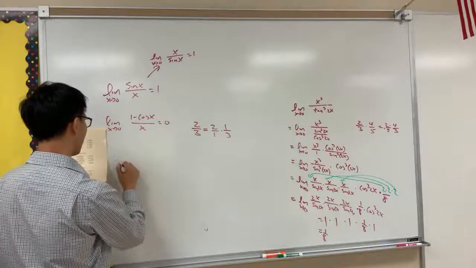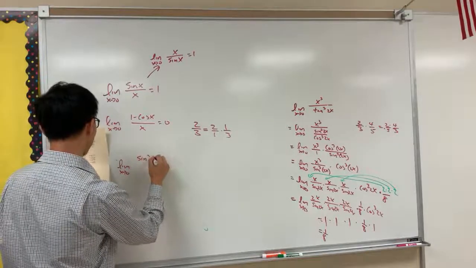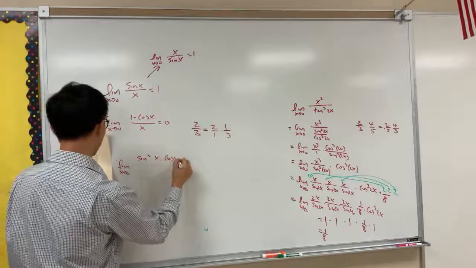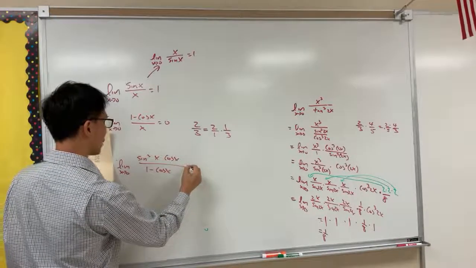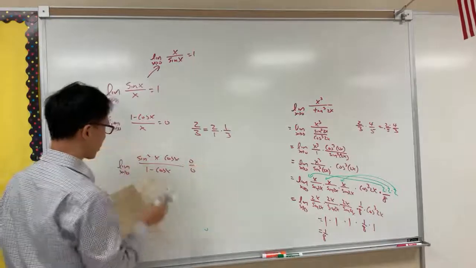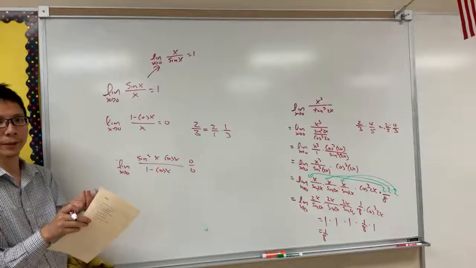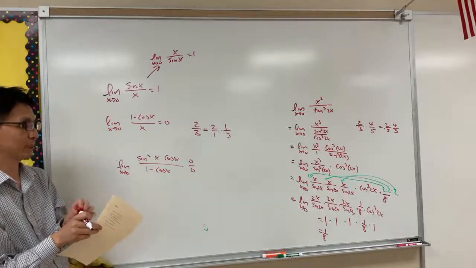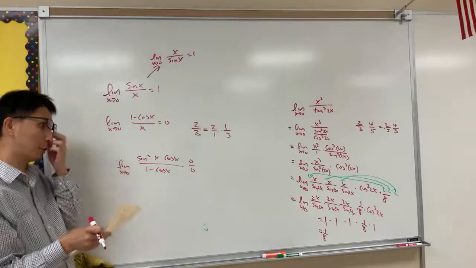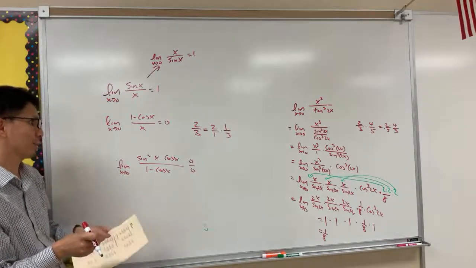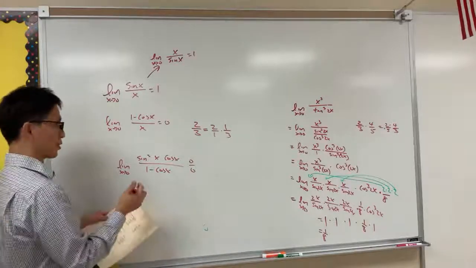This one looks kind of difficult. Let's see, what is it? Sine squared of x cosine of x over 1 minus cosine of x. If I plug in 0, I'm going to get 0 over 0. Yeah, 0 over 0, it's not right, it's indeterminate. So this is something we can do some math about. I don't know what I can do, I don't know just as much as you don't know.